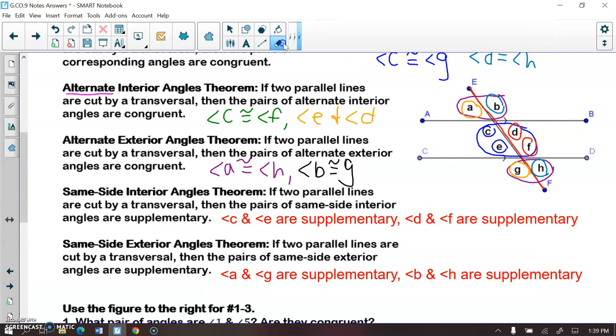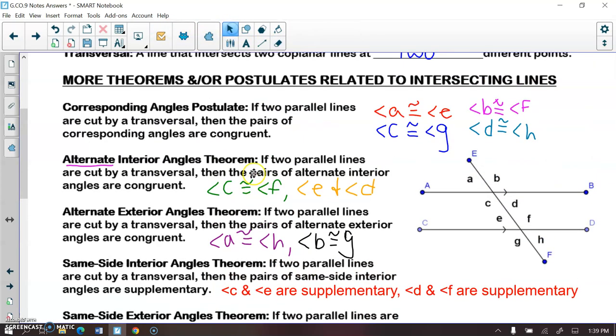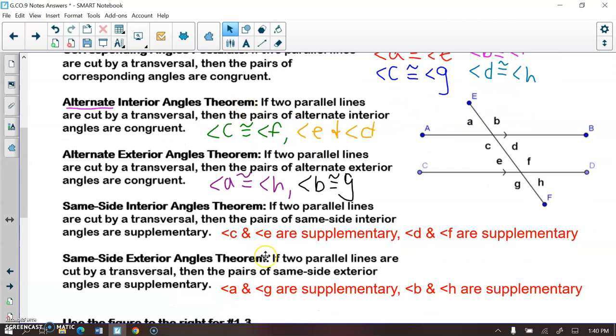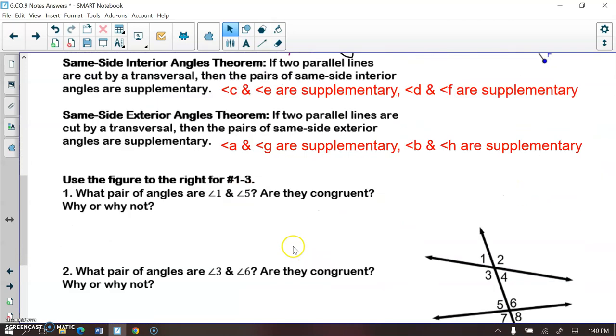And those are your postulates and theorems. Now, the corresponding angles postulate is the only one that's a postulate. We do not have to prove that. However, we will be explaining that postulate. The rest of these theorems would need to be proved.